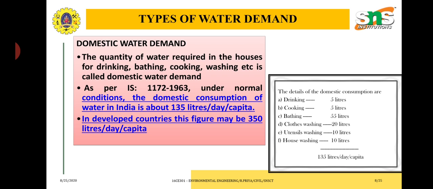For drinking we are consuming 5 liters, for cooking 5 liters, for bathing 55 liters, for cloth washing 20 liters, for utensils washing 10 liters, and for house washing 10 liters. So altogether the per capita demand is 135 liters per day per capita. This is the domestic water demand for our country, that is, for India.